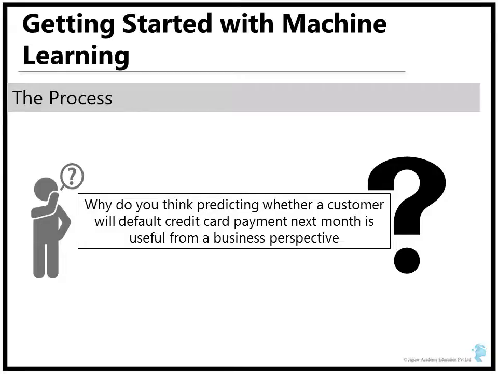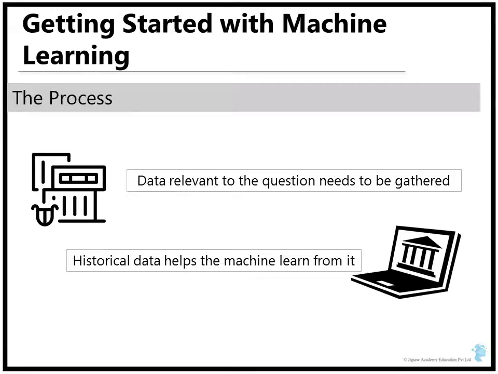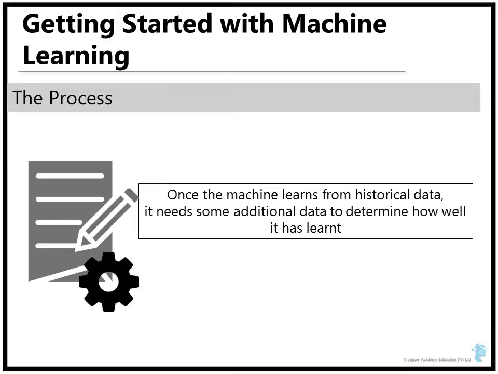Once you have a question, the data relevant to the question needs to be gathered. Historical data helps the machine learn from it. Once the machine learns from its historical data, it needs some additional data to determine how well it has learned.